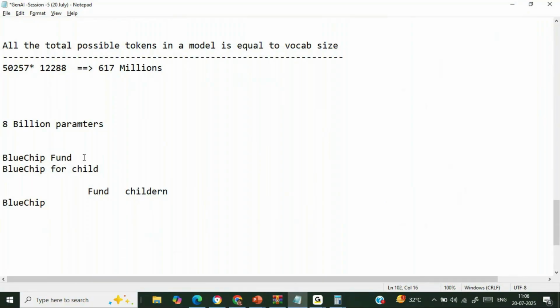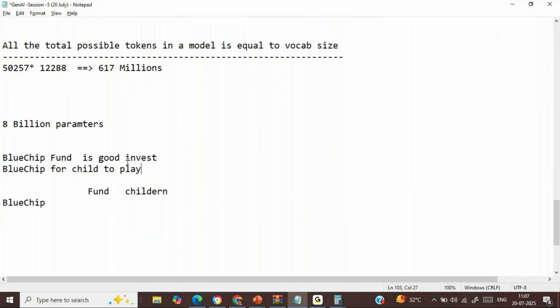tokens. We will have certain more things, like blue chip fund is good to invest. So these particular tokens will talk to each other with respect to the weights and all. And blue chip fund, and blue chip for children to play.